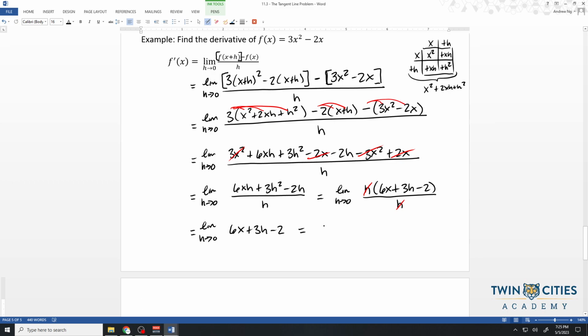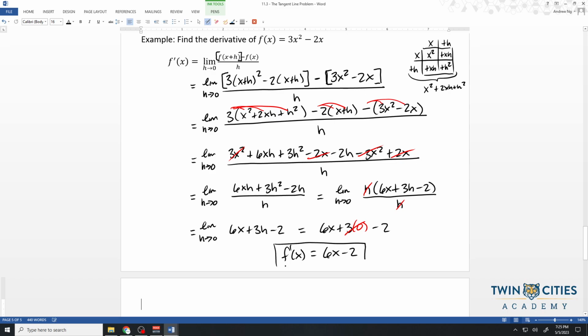This will be 6x plus 3 times 0, because I have to plug in 0 for h here, and then minus 2. Well, 3 times 0 is just going to be 0, which tells me f prime of x, my derivative, is going to be 6x minus 2.